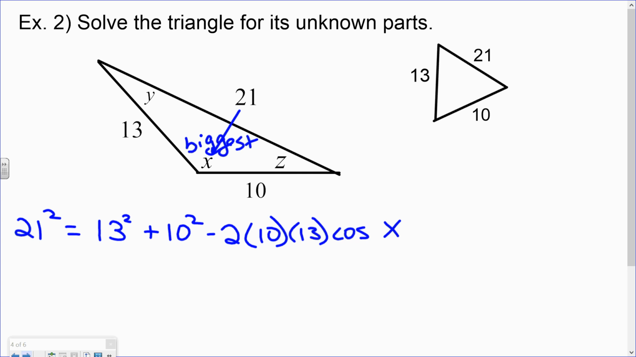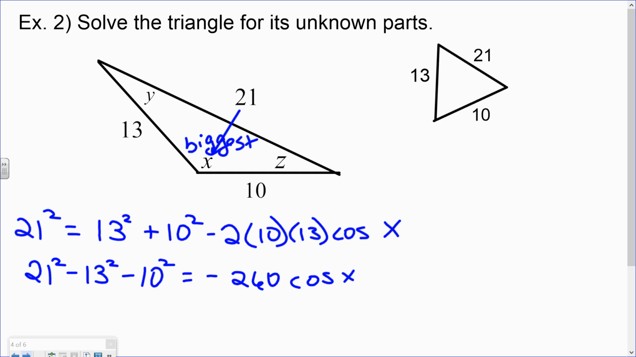Now, before we reach for the calculator, let's clean this up a little bit. Don't need a calculator yet. We're going to say 21 squared minus 13 squared minus 10 squared. And yes, some of those we could do 13 squared and 10 squared mentally if we wanted to, but that would be equal to negative, what would I have, 260 cosine x? So if I want cosine x, I need to divide by negative 260.